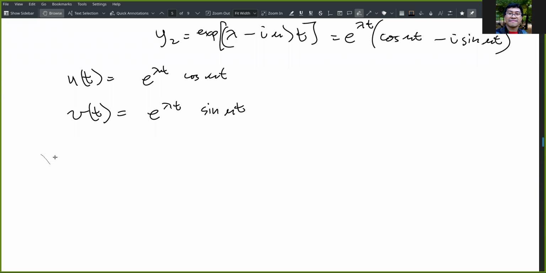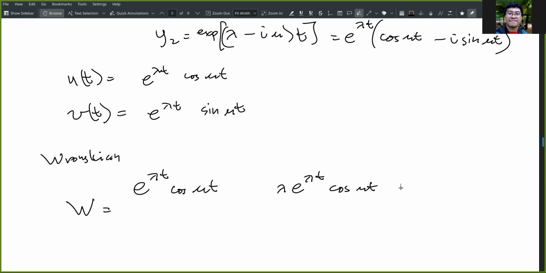The Wronskian W is e to the lambda t cosine mu t, its derivative, lambda e to the lambda t cosine mu t plus e to the lambda t, or mu, times negative sine mu t.